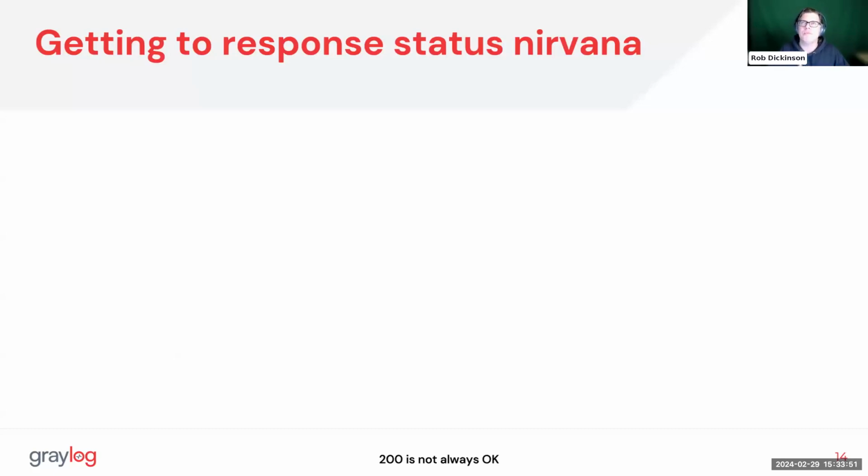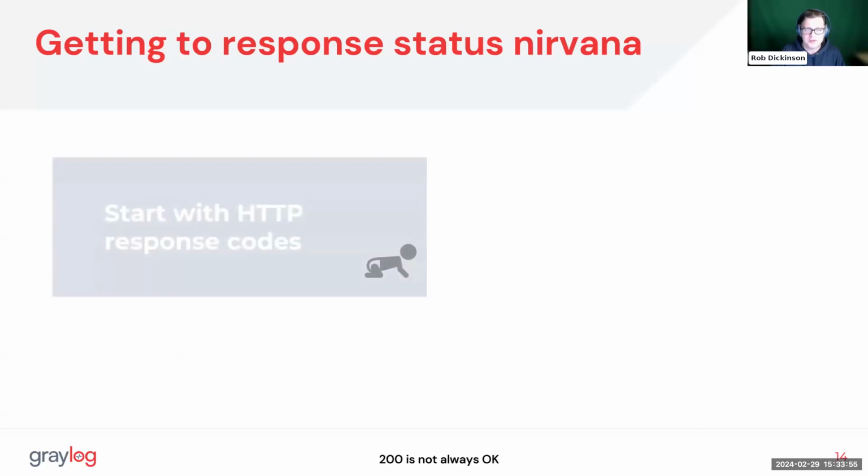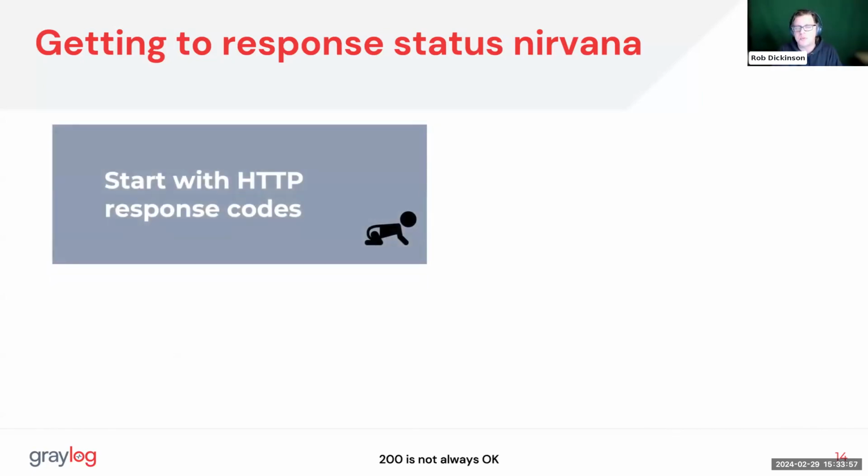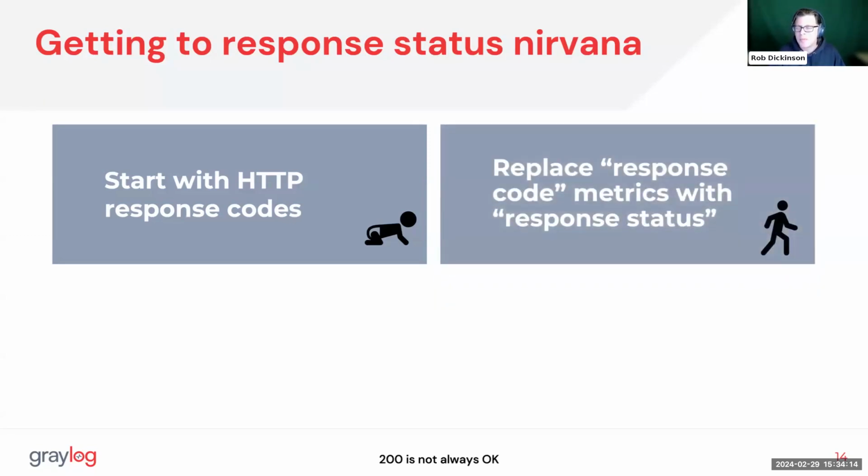So how do we get to more of a place of full understanding of response status? It's fine to start with response codes. Any data you have, any monitoring you have is better than no monitoring at all. So if you don't have any metrics today and you want to start with metrics based on response codes, that's still a huge crawl in the right direction.